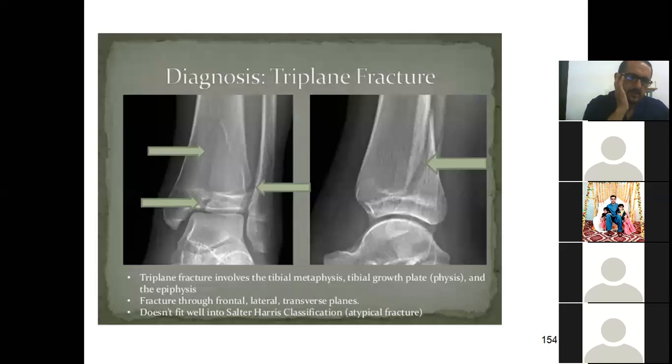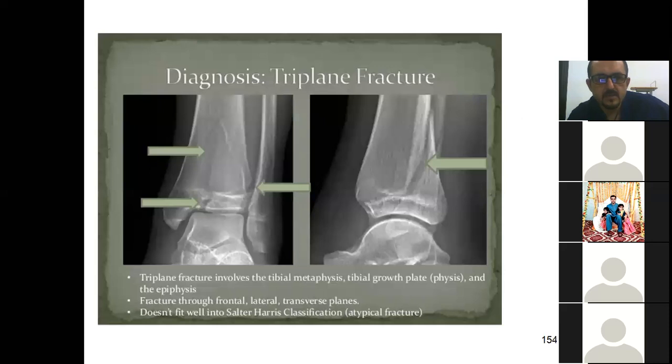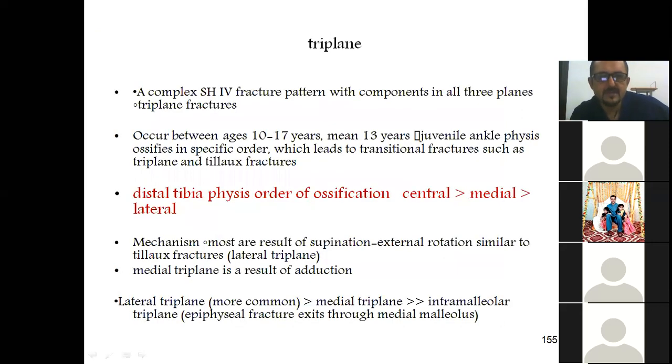So this is your triplane fracture. It is a distal tibial metaphysis fracture involving the growth plate and epiphysis. You will need a CT scan for this patient to identify the fracture components. I missed one diagram to make you understand how this fracture goes. Basically, the triplane fracture is a Salter-Harris type 2 fracture, and try to understand that this happens in a younger population than the Tillaux fracture.